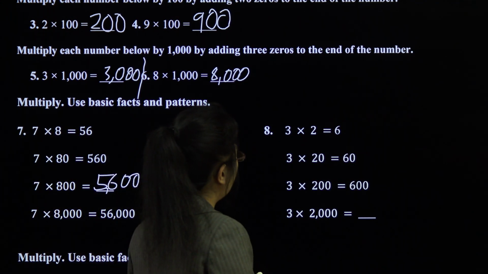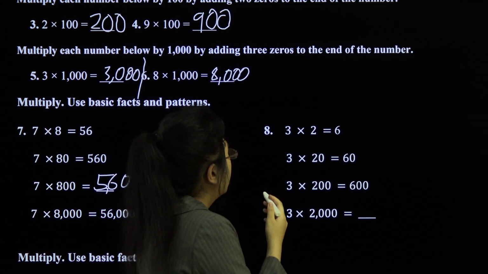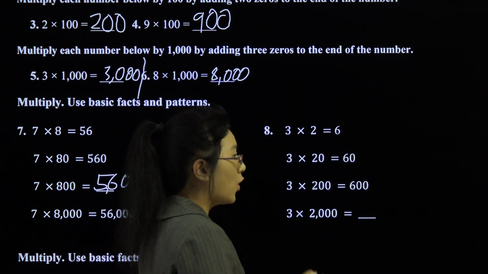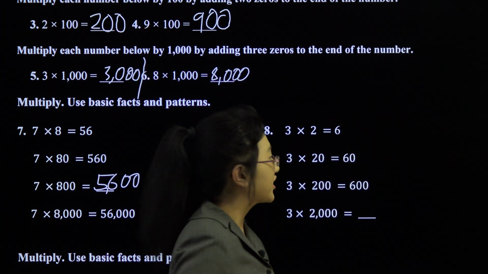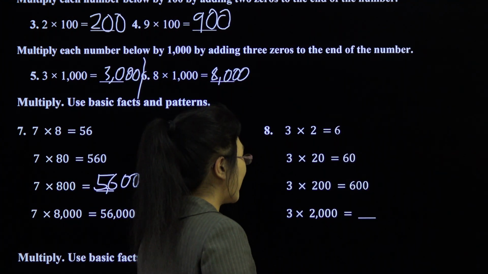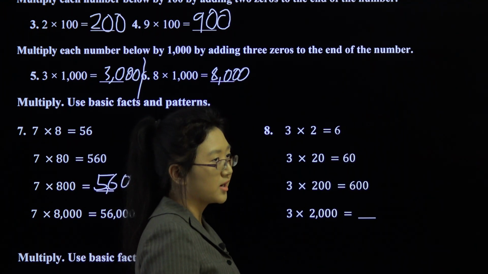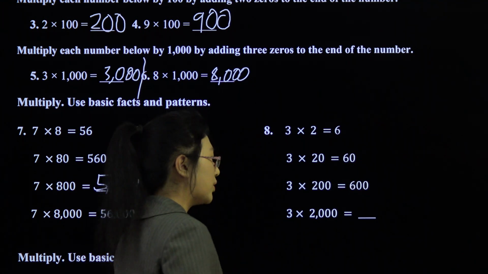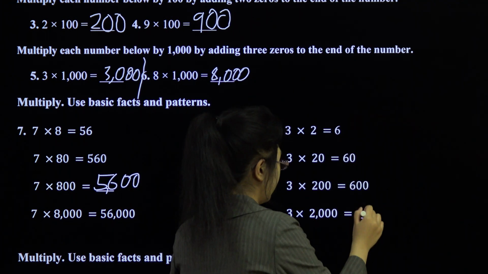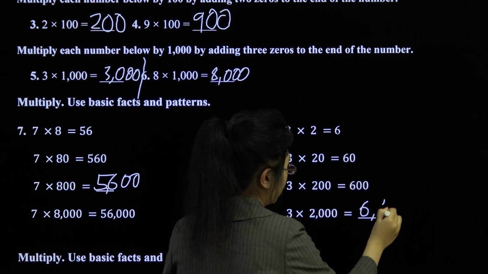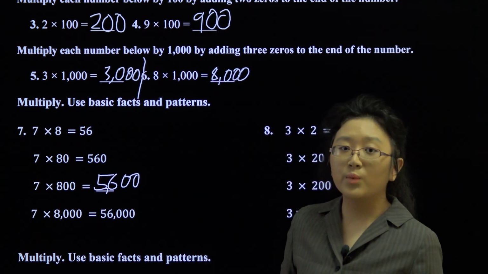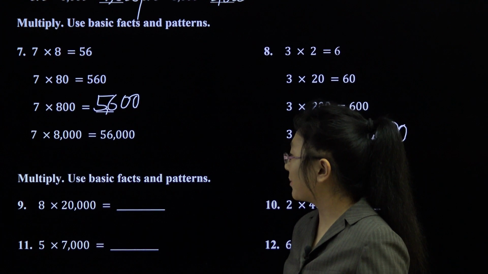So we have here 3 times 2, which is equal to 6. 3 times 20 would be equal to 60, which is 6 with an extra 0. 3 times 200 would be equal to 600, which is 6 with 2 zeros. And 3 times 2,000, any guesses, guys? Would be equal to 6 with 3 zeros, 6,000. That's how it works. Simple, right? You just add the amount of zeros.